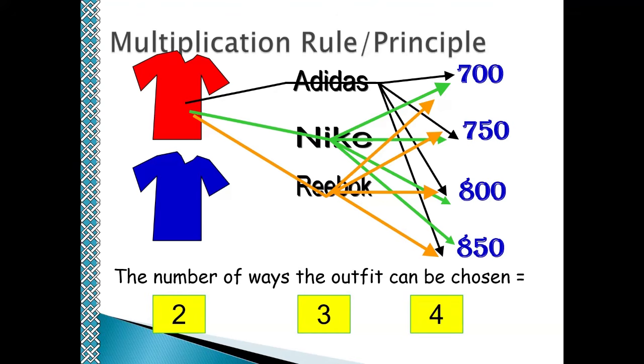So totally in how many ways can I do it? 2 into 3 into 4. Simple multiplication rule. I am just using a simple multiplication rule. So the number of ways I can choose the color is 2, I decided that I should go for a red or a blue. I have 3 brands and then 4 price variations in all. The number of ways the outfit can be chosen is 24 ways.